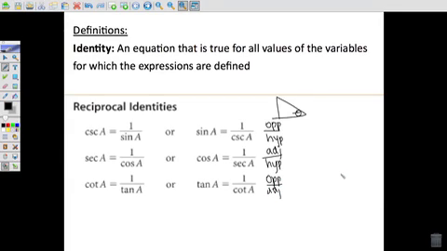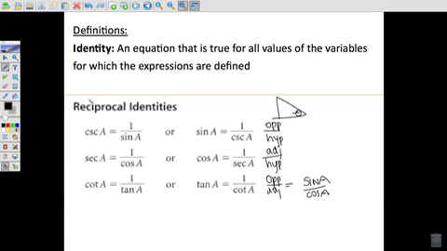Make sure you note that tangent is also equal to sine of A over cosine of A. You can see that by taking your opposite over hypotenuse and dividing that by your adjacent over hypotenuse. The hypotenuses cancel out, and you're left with your opposite over your adjacent.